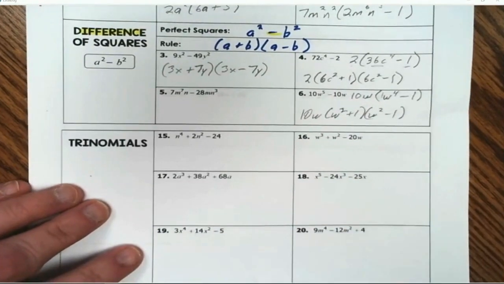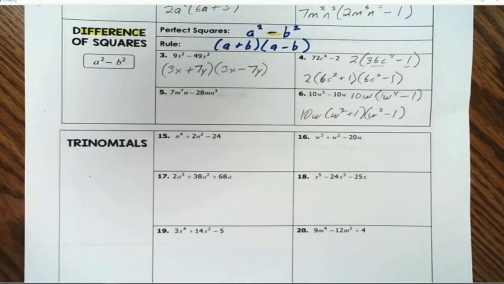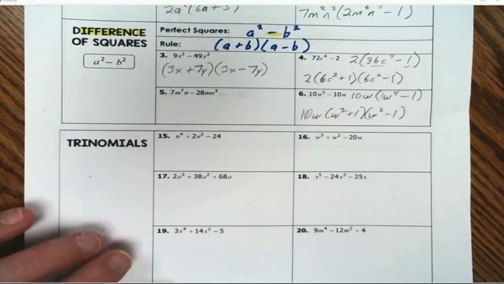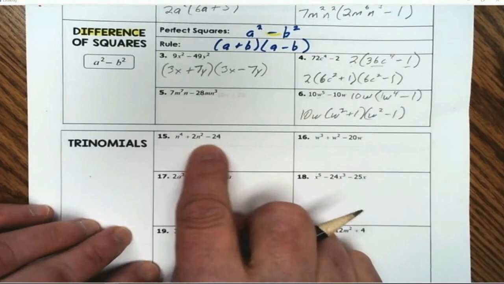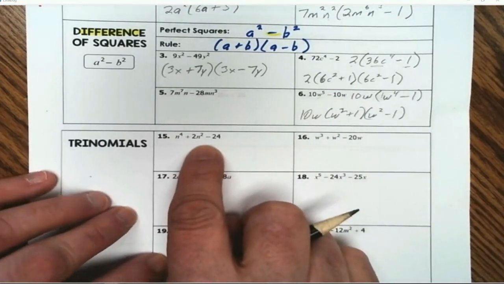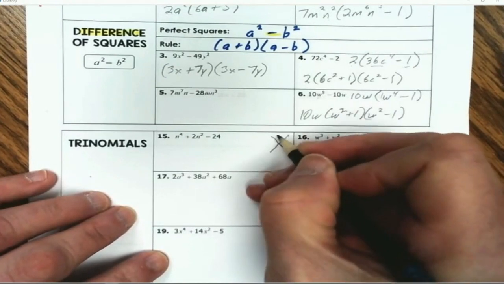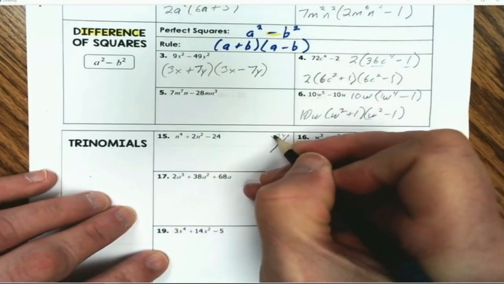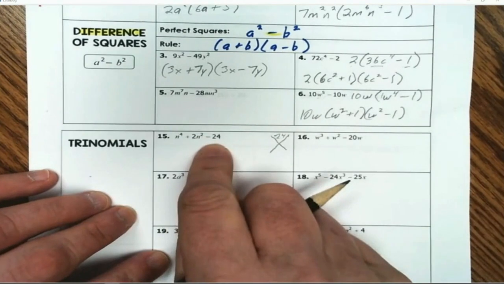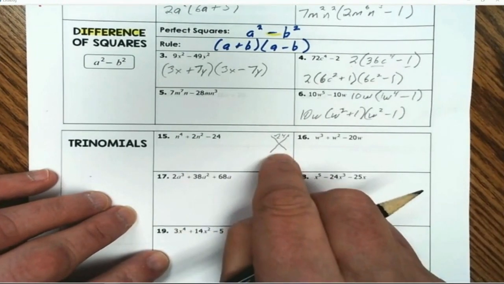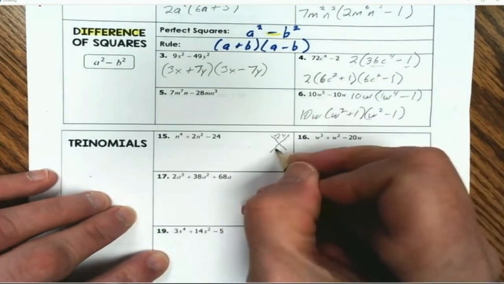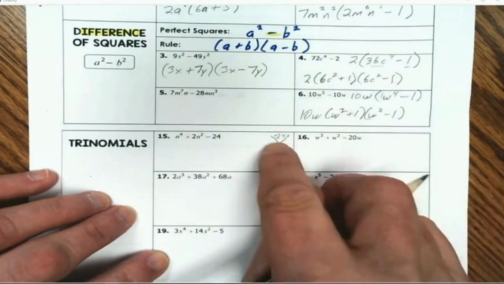All right, let's do some trinomials here. Again, I'll pick maybe 4 of these to do here. Let's start with this one. Now, when we're factoring a trinomial like this, we need a number that multiplies together to be negative 24, and adds together to be the middle one, which is a plus 2. Negative 24 and plus 2.